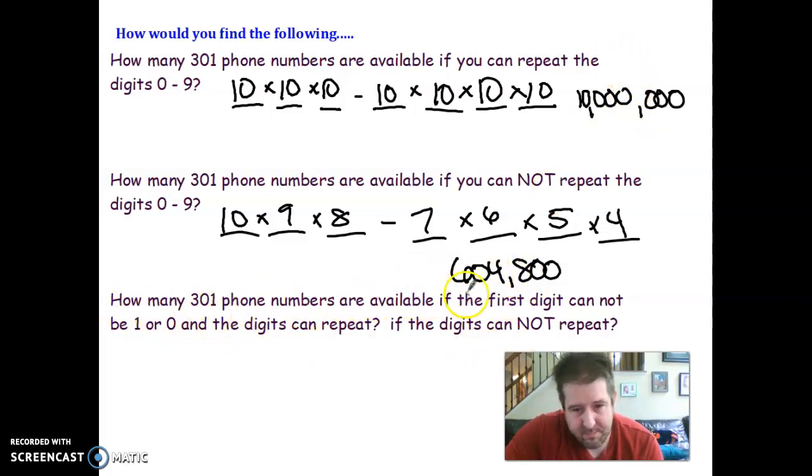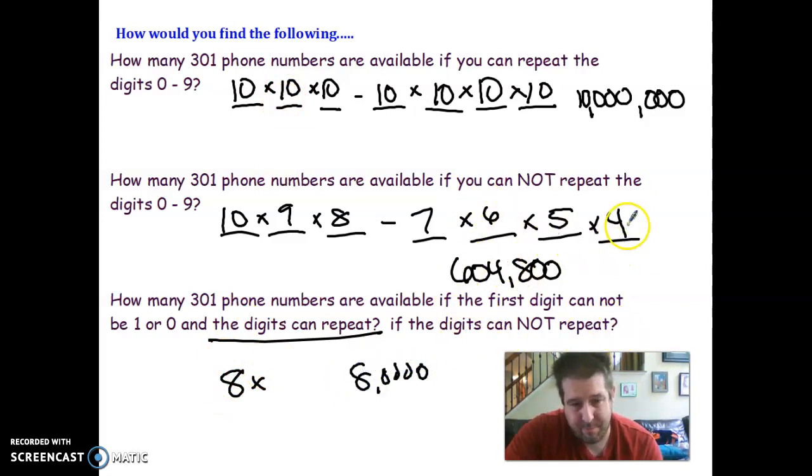How many 301 numbers are available if the first digit cannot be a 1 or 0 and the other digits can repeat? Okay, so the first digit can't be a 1 or a 0, so it only has 8 outcomes. What if the other ones can repeat? Well, that's just going to be 10 times 10 times 10 times 10 times 10 times 10, which is 1 million, and then times 8 is going to be 8 million.